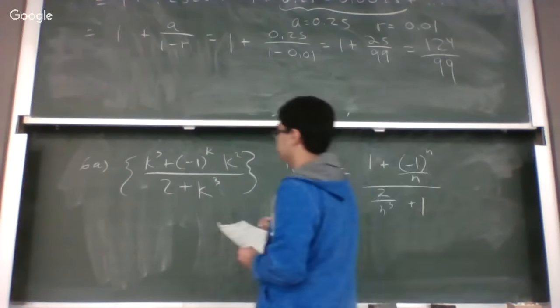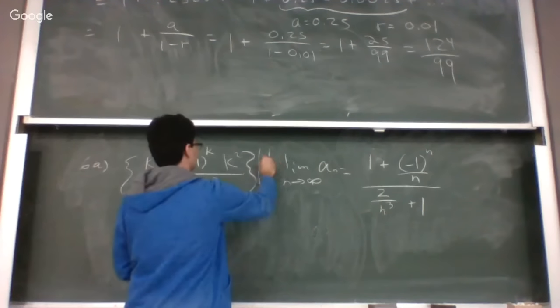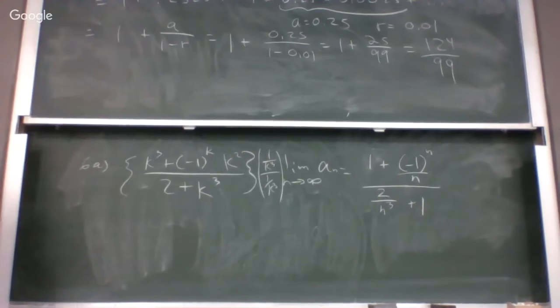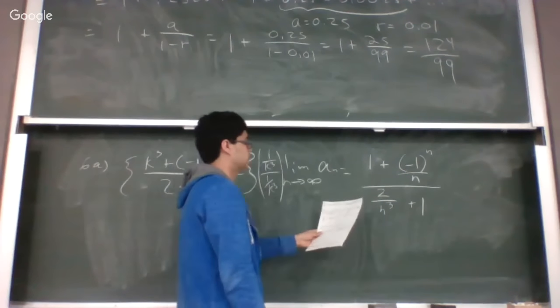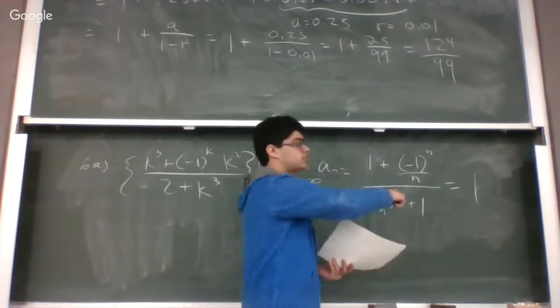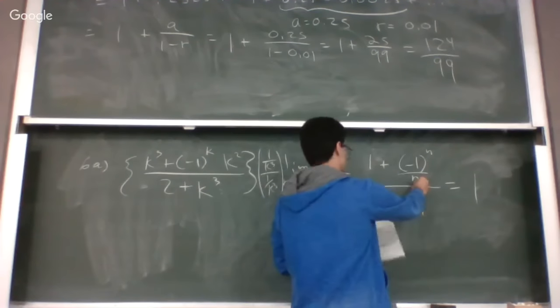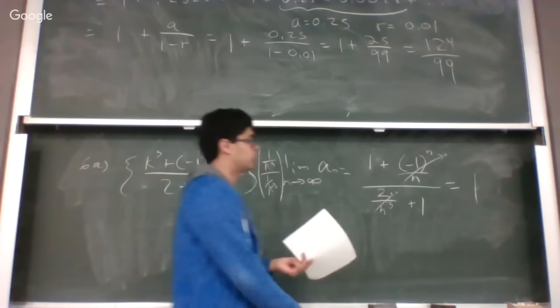Do you guys all understand that? No? We essentially did 1 divided by k cubed on top and 1 divided by k cubed on the bottom. So then as n approaches infinity, what are we left with? 1. Because the (-1) to the n power oscillates, but that shouldn't even matter since it's divided by n, which means this term goes to 0. And so does this term. We're left with 1 over 1.